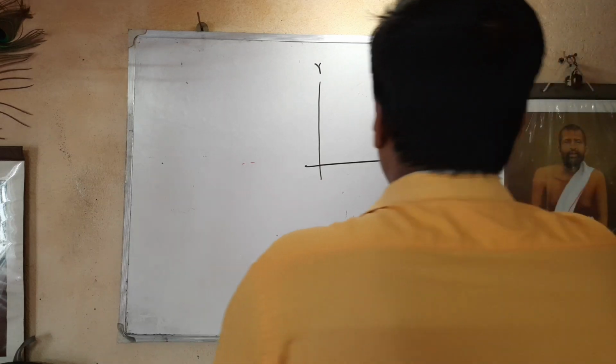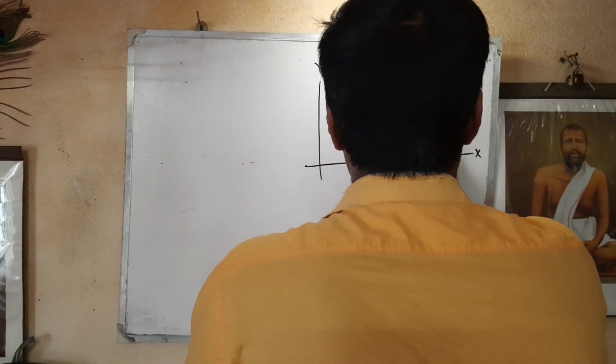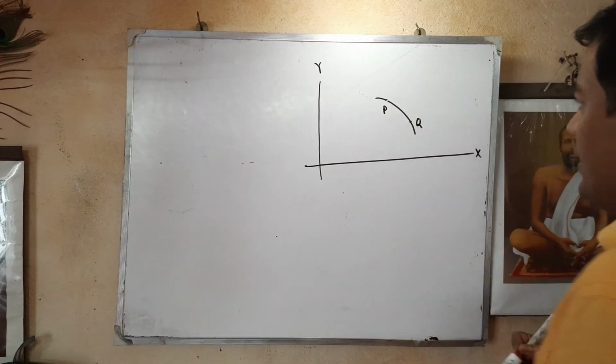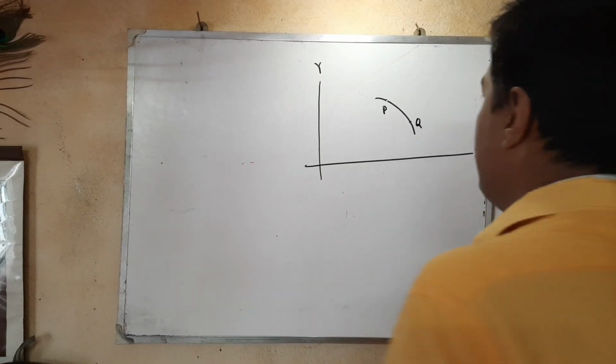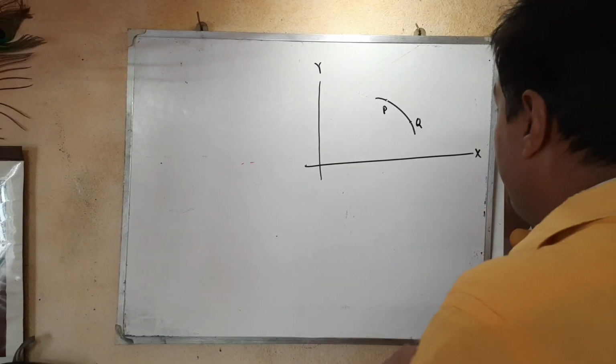Again, we are taking the same type of cases like the previous. Let there be two points P and Q. Now, I have to investigate the nature of the slopes at the points P and Q.